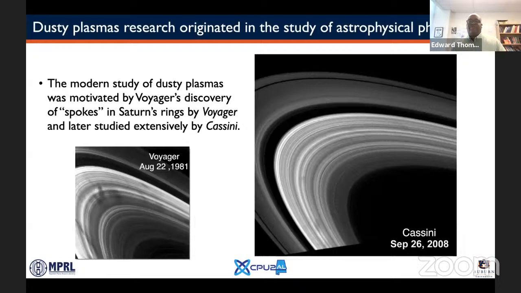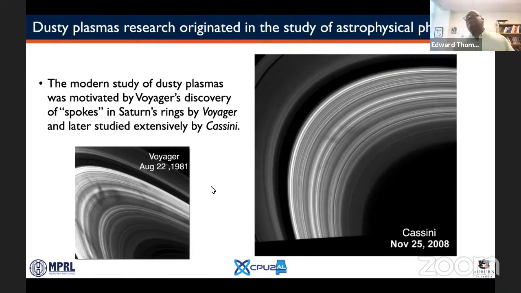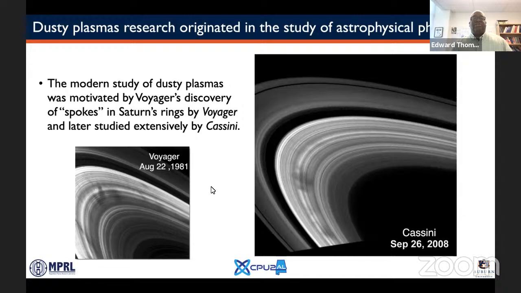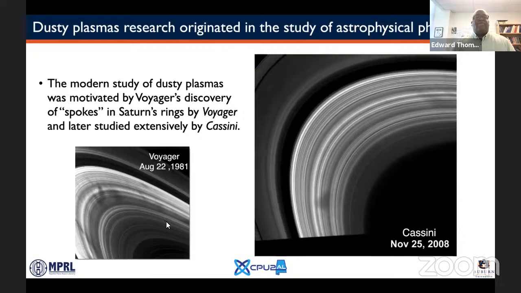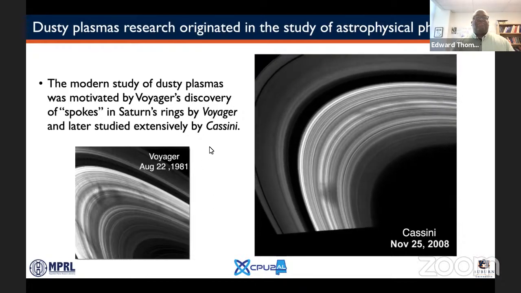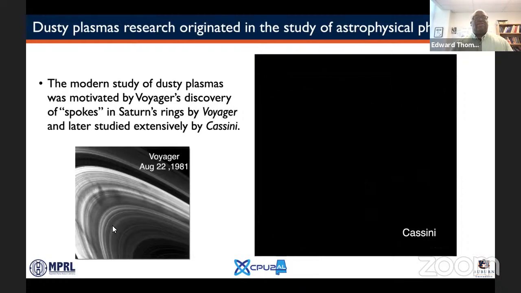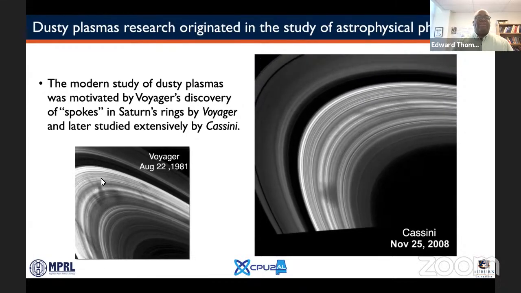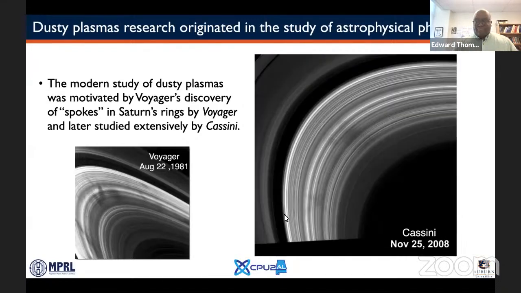So dusty plasmas, as I mentioned, have been used in astrophysical and planetary systems for some time. The modern study of dust in plasmas was really motivated by studies of Saturn's rings. And so in this lower image here on the left, there's this image of Saturn's rings taken by the Voyager spacecraft back in the 1980s. And then there's these black structures that you see here. The rings go around the planet, and then there's these spokes.